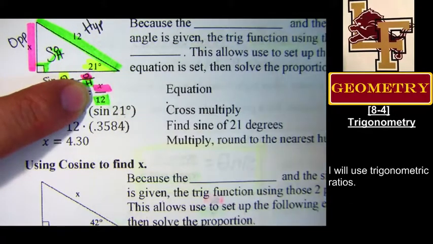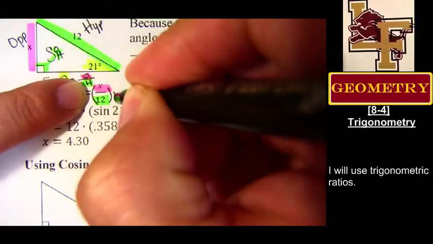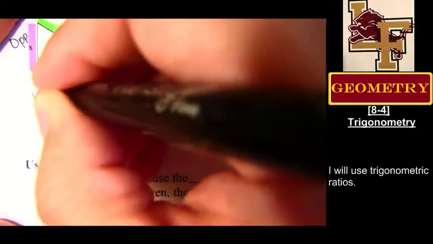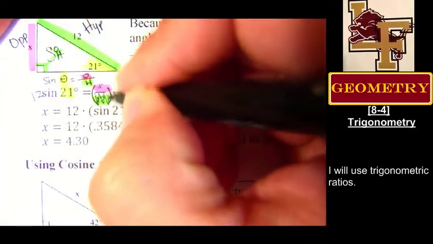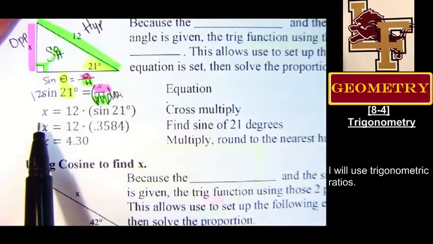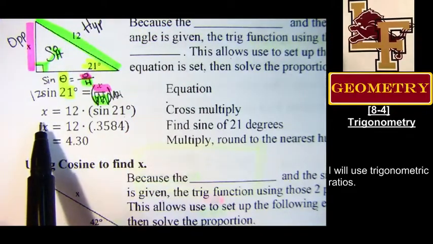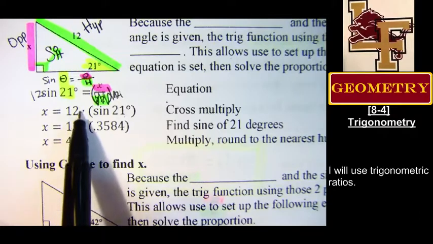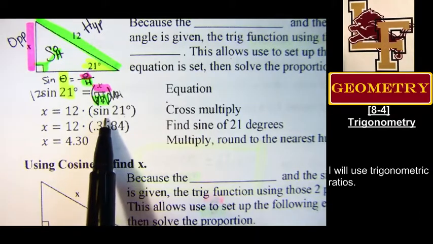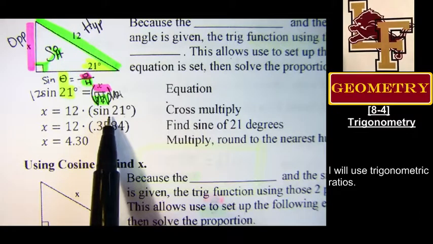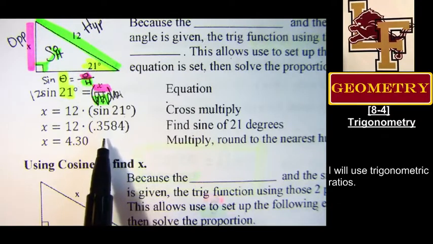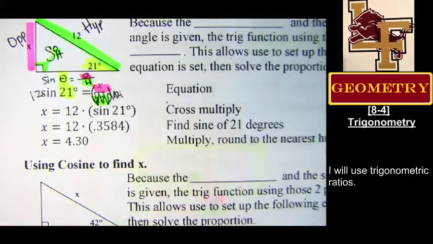Multiply. So I'm going to multiply both sides by 12. That gets rid of this. So here, no more divided by 12. And here I have 12 times the sine of 21. And it looks like from this step, they changed the sine of 21 into 0.3584. So let's go figure out how they did that. Calculator time.